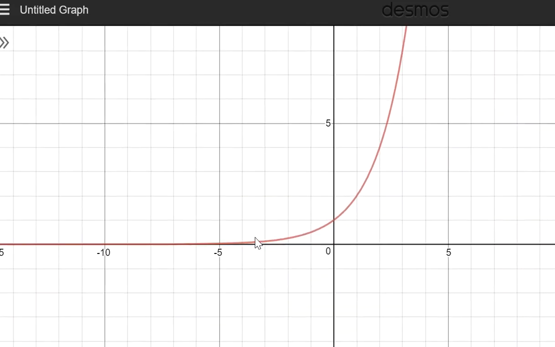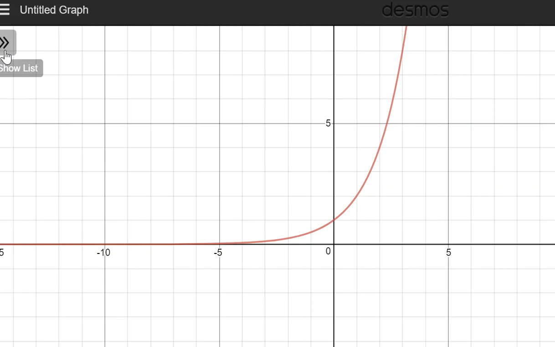The other thing I want to kind of point out is that notice the intersection right here. It's at 0, 1. And just like a vertex in a parabola, I kind of see that as the anchor point. So keep an eye out for that.